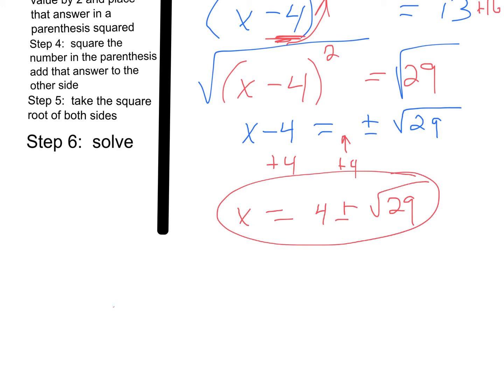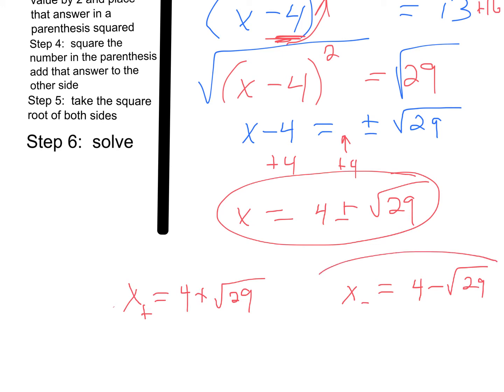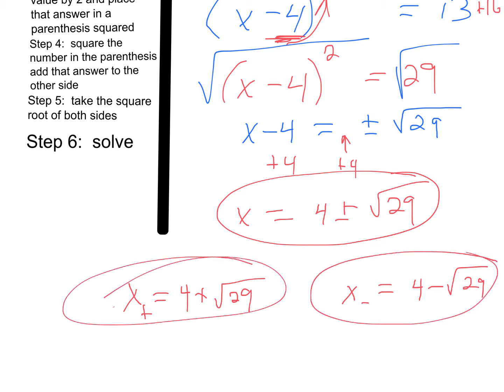There we go, try it again. X positive equals 4 plus radical 29. And the x negative says x minus equals 4 minus radical 29. Okay, so either way, however your teacher does it, folks.